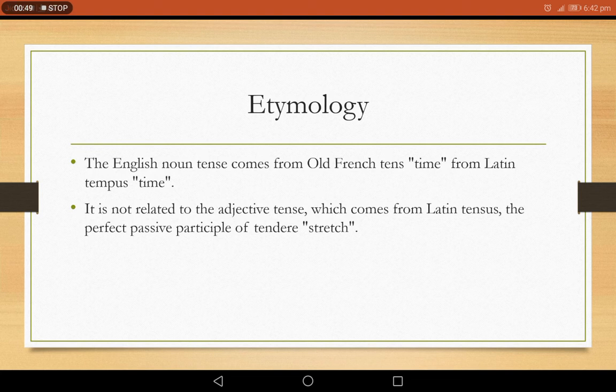So tempus means time, but Latin tensus is an adjective, the perfect passive participle of tendere, or stretch. So what we ultimately understand is that the origin of the word tense is the Old French tens, which means time, and also the Latin tempus, which again means time.